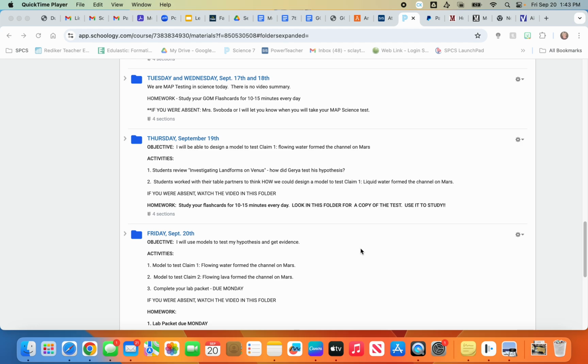Our objective today is I will use models to test my hypothesis and get evidence. We had two models that we tested today. The first model was a water model, and we used that to test claim 1, that flowing water formed the channel on Mars. And then we watched a video that was a model used to test claim number 2, that flowing lava formed the channel on Mars.